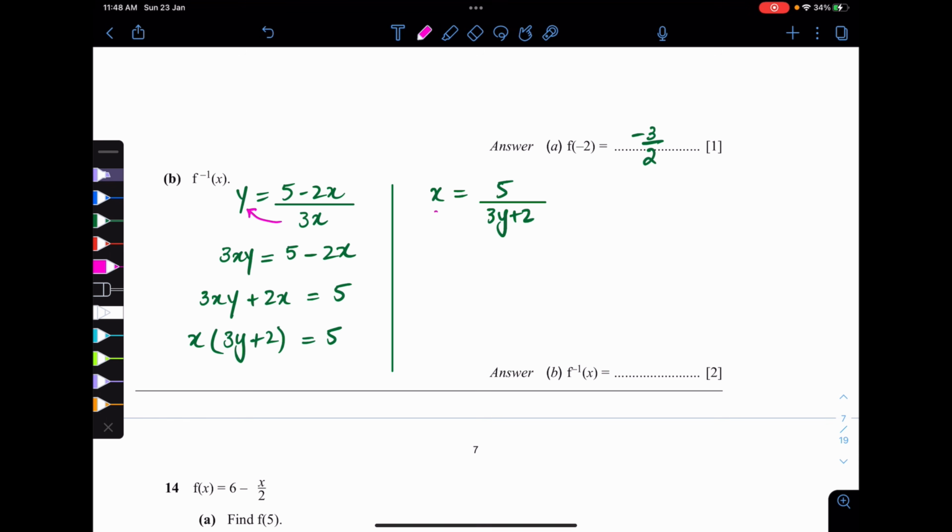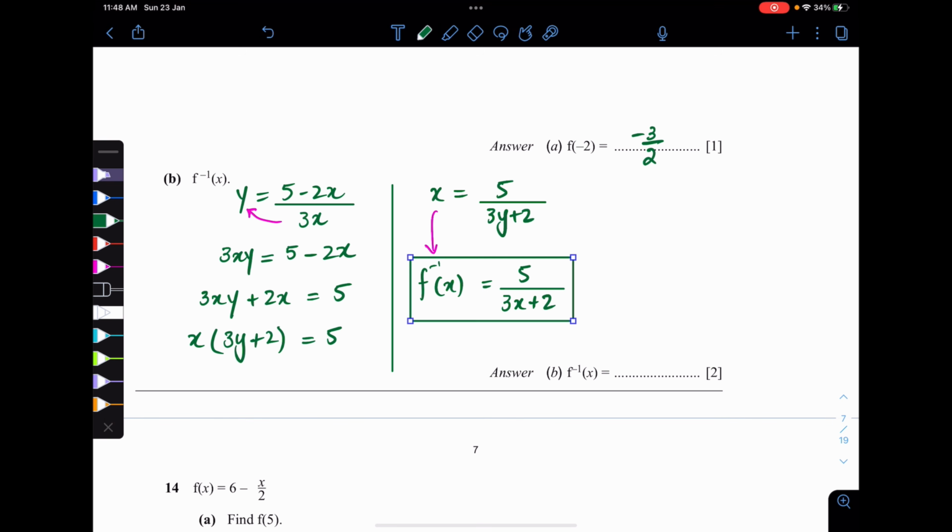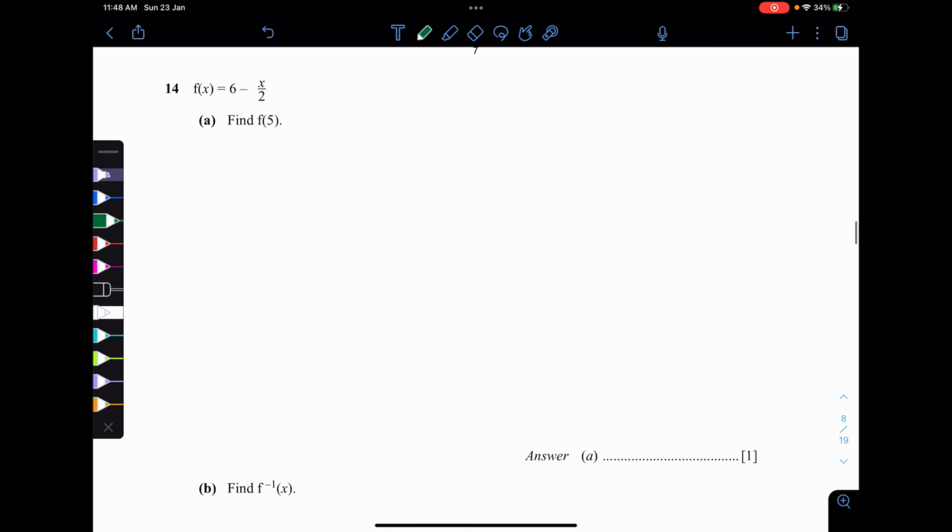Now make two substitutions that we always make. The first one is by replacing x with f inverse of x, and then replacing y with x. That will give you 3x plus 2. This is your final answer. So write it in the answer space as well. Perfect. Now let's move to question number 14.